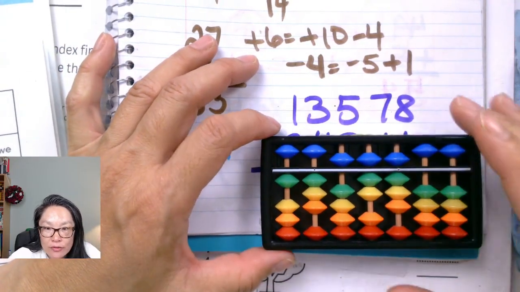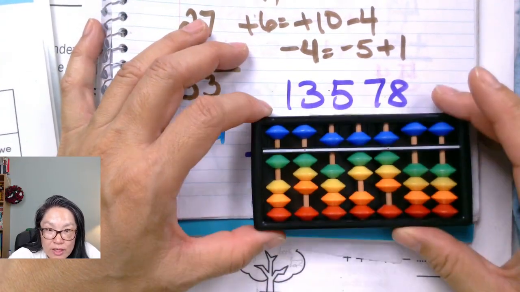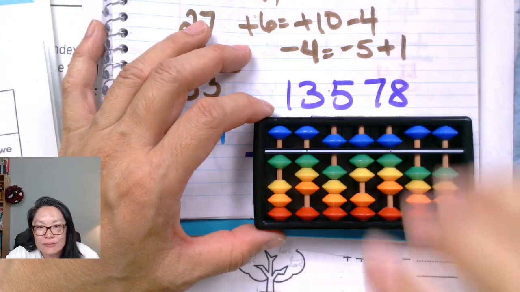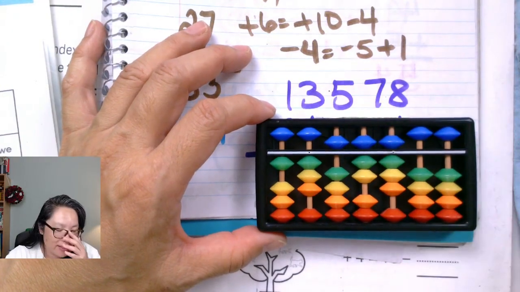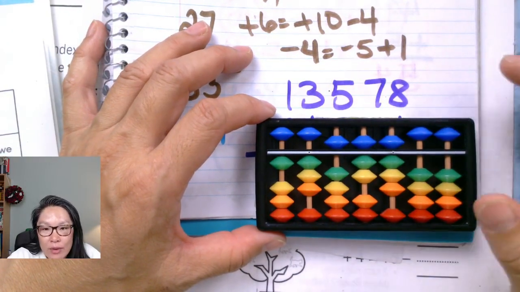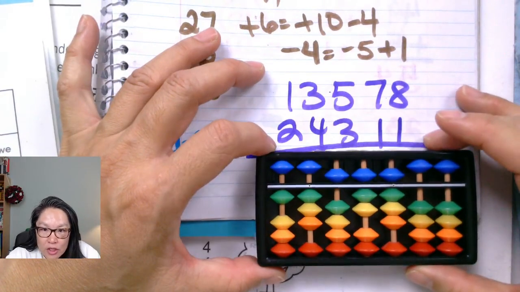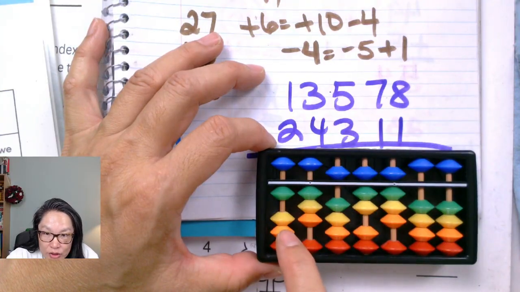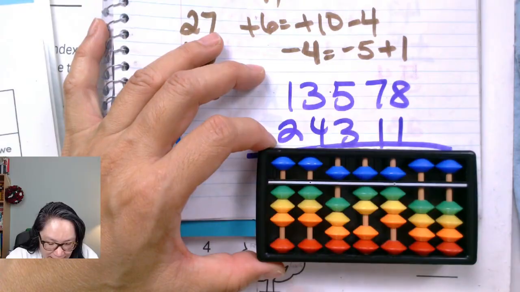Let's take it one step further, right? What do they do in school? They say, well, make friendly numbers. My numbers can be friendly, that's fine, but I want my numbers to work, right? So here's my question. Do I have enough beads to add the 2? Yes, I do. So I don't need to do anything. I just need to add the 2.